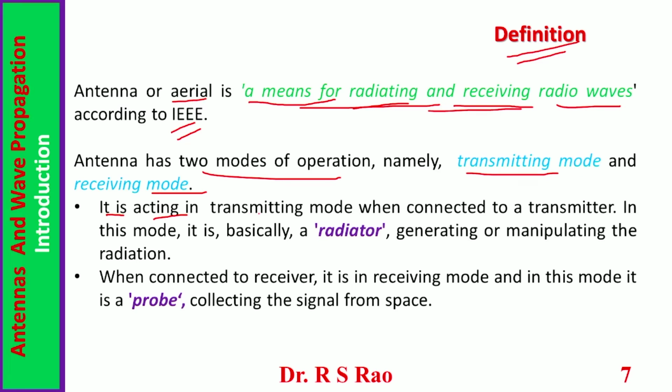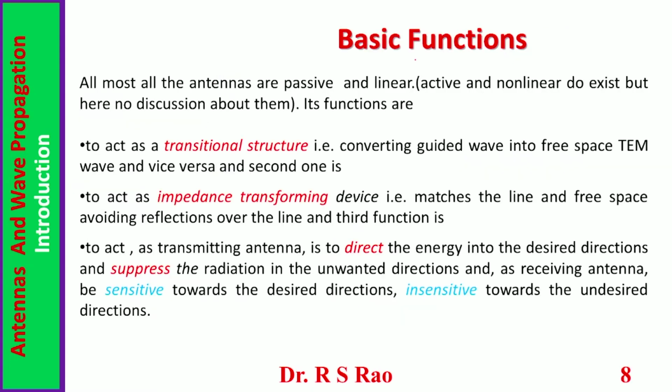It acts in transmitting mode when connected to a transmitter. In this mode, it is basically a radiator, generating or manipulating the radiation. When connected to a receiver, it is in receiving mode, and in this mode, it is a probe collecting the signal from space. Antenna serves certain functions.